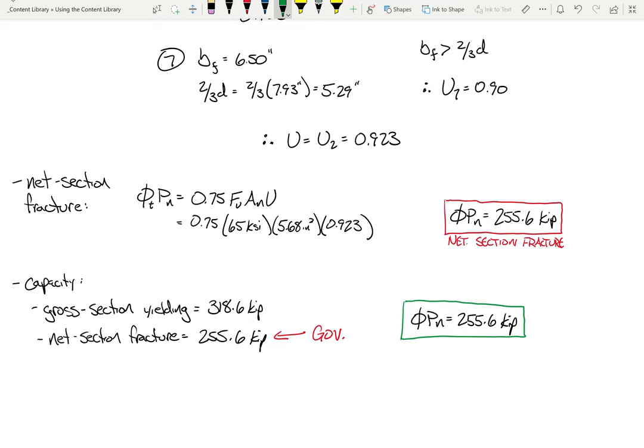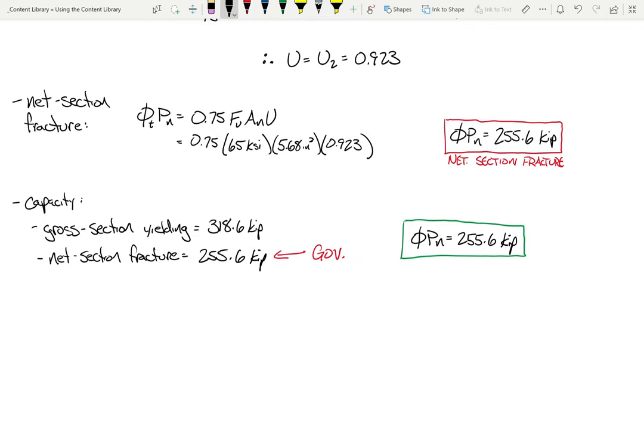What was the goal of this whole exercise? The goal of the exercise is to determine whether or not the tension member that we're looking at is safe or not. How do I determine whether or not this tension member is safe? And how do I determine whether any element is safe? I compare what two quantities? The resistances and the loads, right? What were we given about the loads in this problem? We were given a service dead load of 80 kips and a service live load of 90. So we need to do something with those. So let's take a look at those.